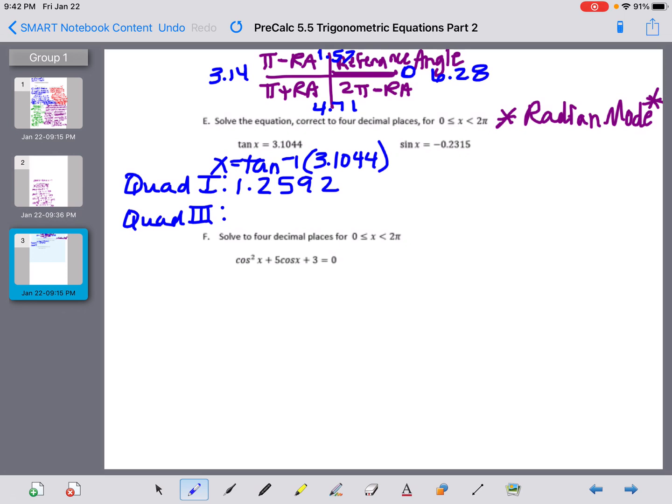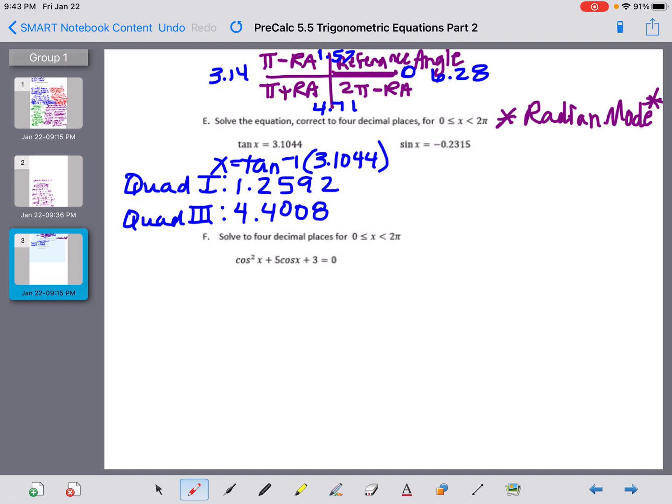So if I want to get the third quadrant one, I need to remember I need to take my reference angle and add pi, because that's what happens in the third quadrant. So I have that decimal on there. I'm just going to add pi, and I get about 4.4008 if I round. So those are the 2 radian angles that will give me a tangent of 3.1044. Okay? I know this is where it gets more abstract, and you have to just really go back to your basics of how do I find numbers and where do I get them from, okay?